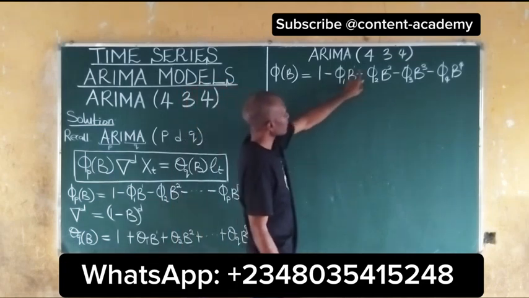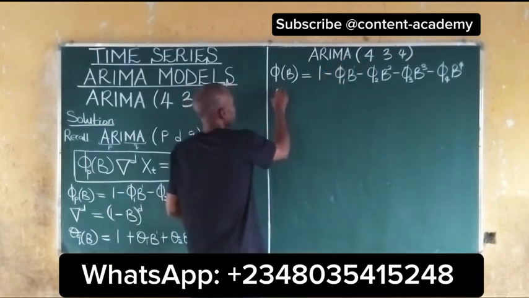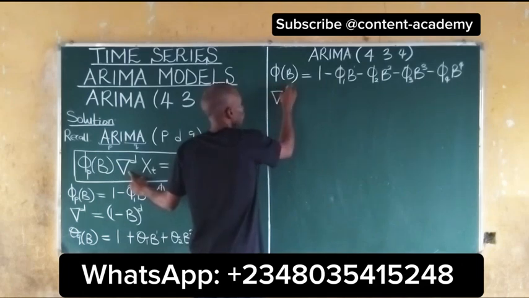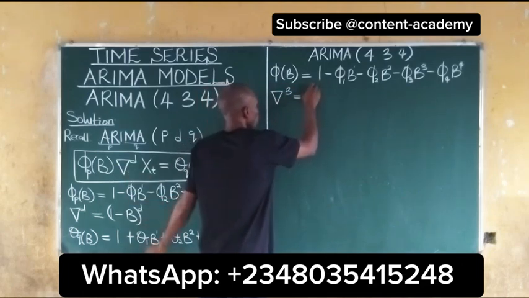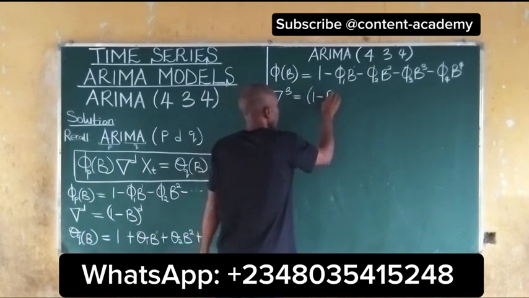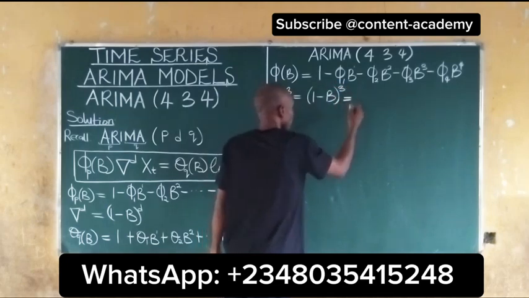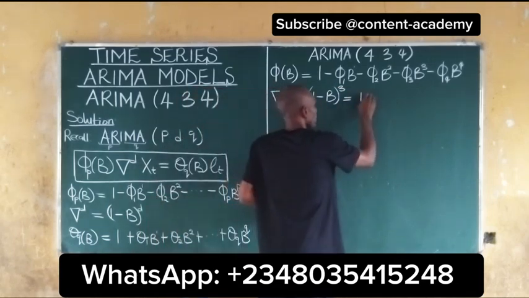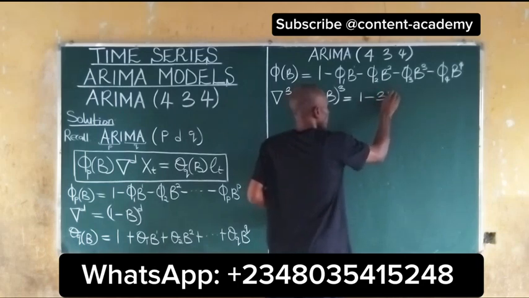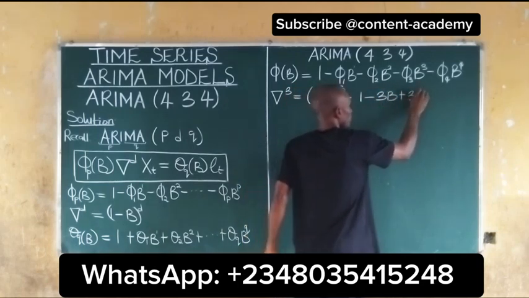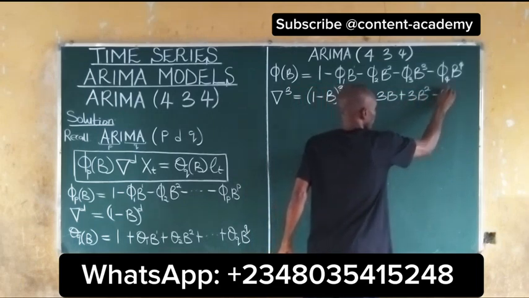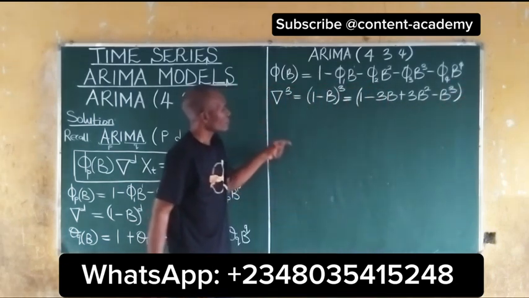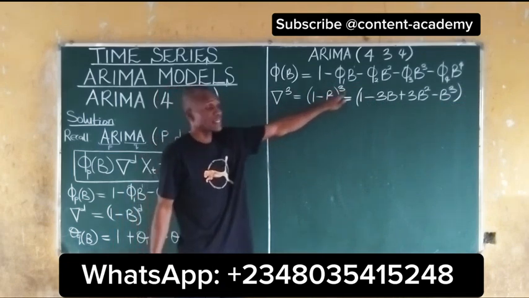Now, how about our differencing, which is I? We have our differencing, which is of order 3, to be equal to 1 minus B raised to the power of 3, which is the same thing as, if we expand this, we have 1 minus 3B plus 3B squared minus B cubed. So this is what we get, since it's of order 3.